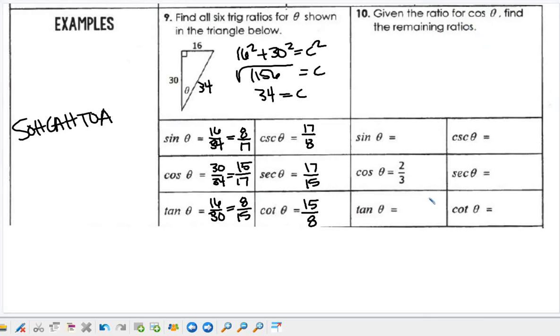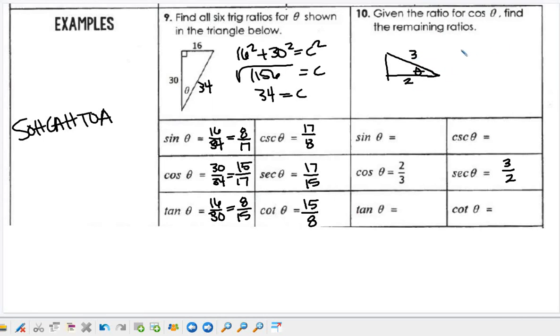So it gives me the ratio for cosine and wants me to find the remaining ratios. Before I draw my triangle, which I need so that I can do SOHCAHTOA, I would go ahead and find secant. It's very easy. It's the reciprocal of cosine, so 3 over 2. So then I'm going to draw my triangle. Wherever you put theta is where you have to do your ratio. Remember that cosine is adjacent over hypotenuse, so adjacent would be 2 over hypotenuse 3.